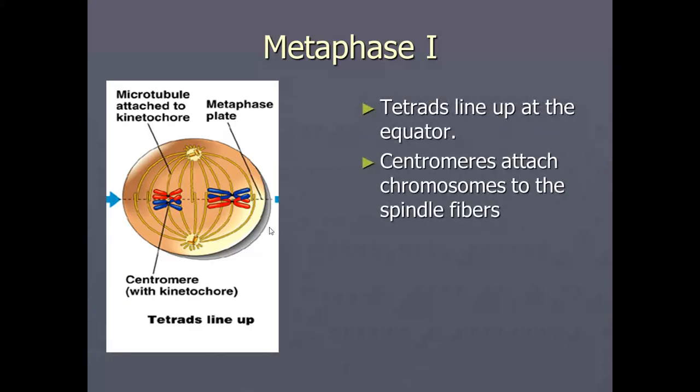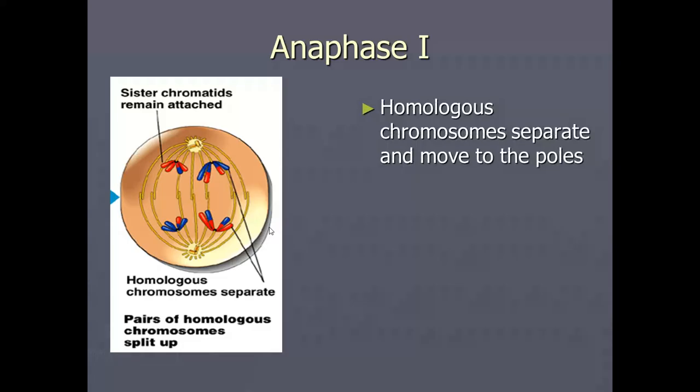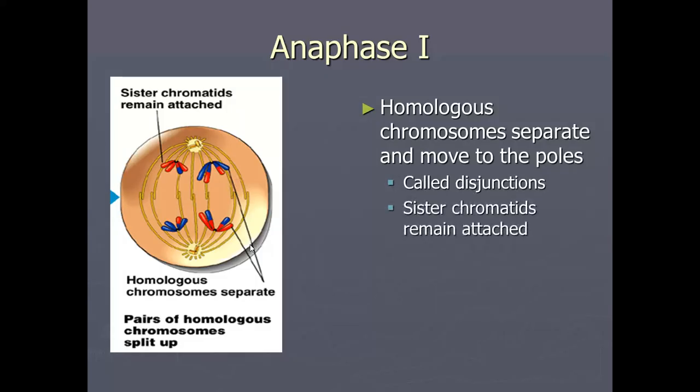The big deal of metaphase 1: we still line up, but the whole homologous chromosome is going to line up with its pair, not single file like in mitosis and meiosis 2. Anaphase 1, pulling apart, because that's what anaphase does. Except here, the whole homologous chromosome separates and moves to the pole. Unlike mitosis, here the entire homolog goes over. If this happens normally, which it usually does, it's called disjunction. The sister chromatids remain attached.